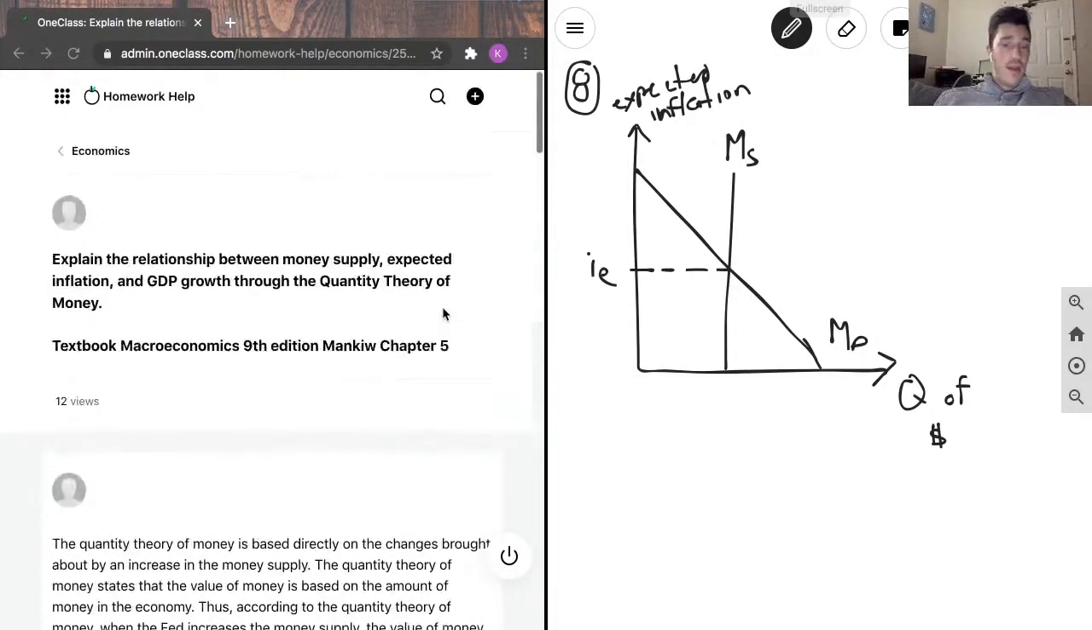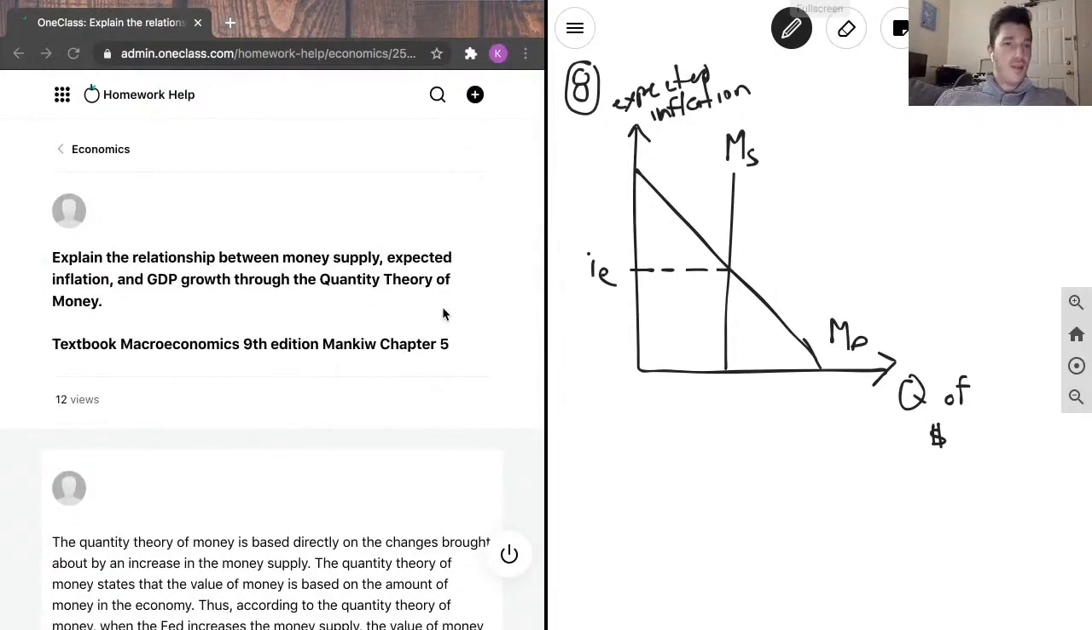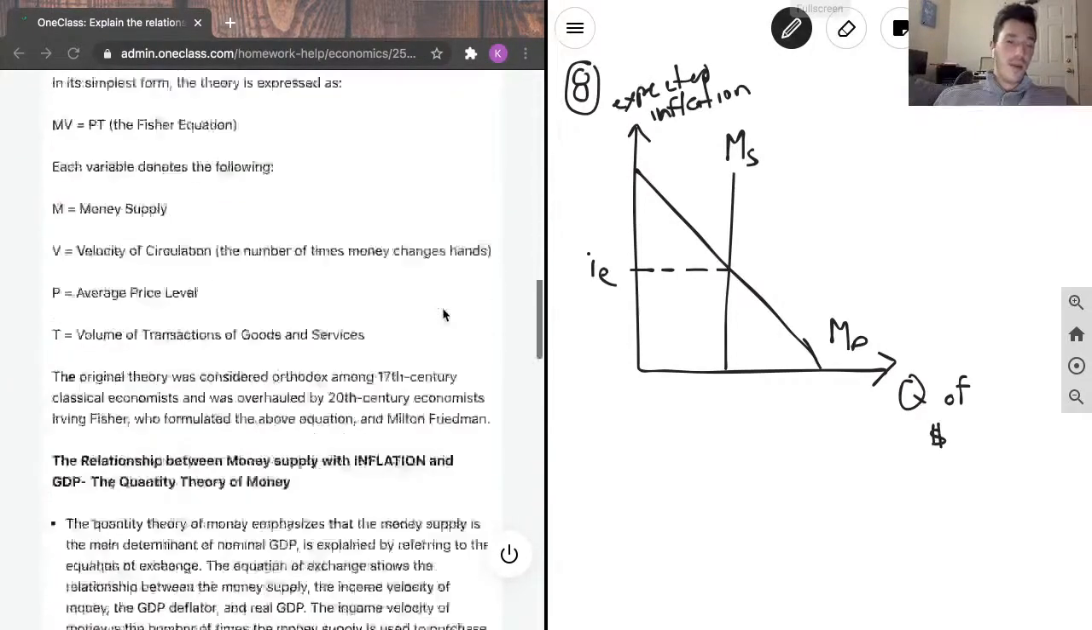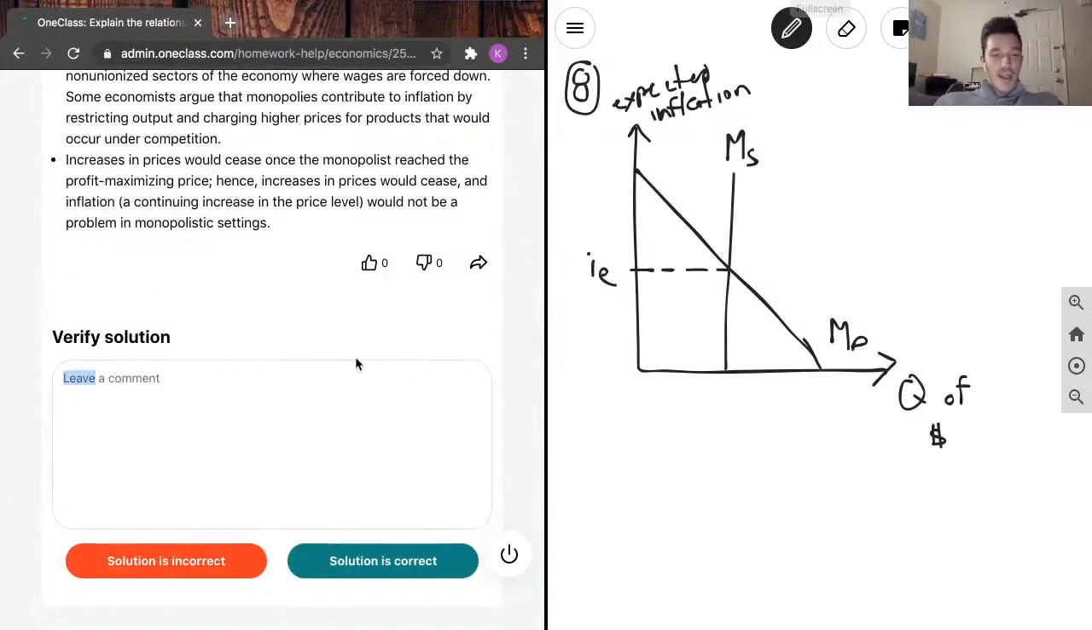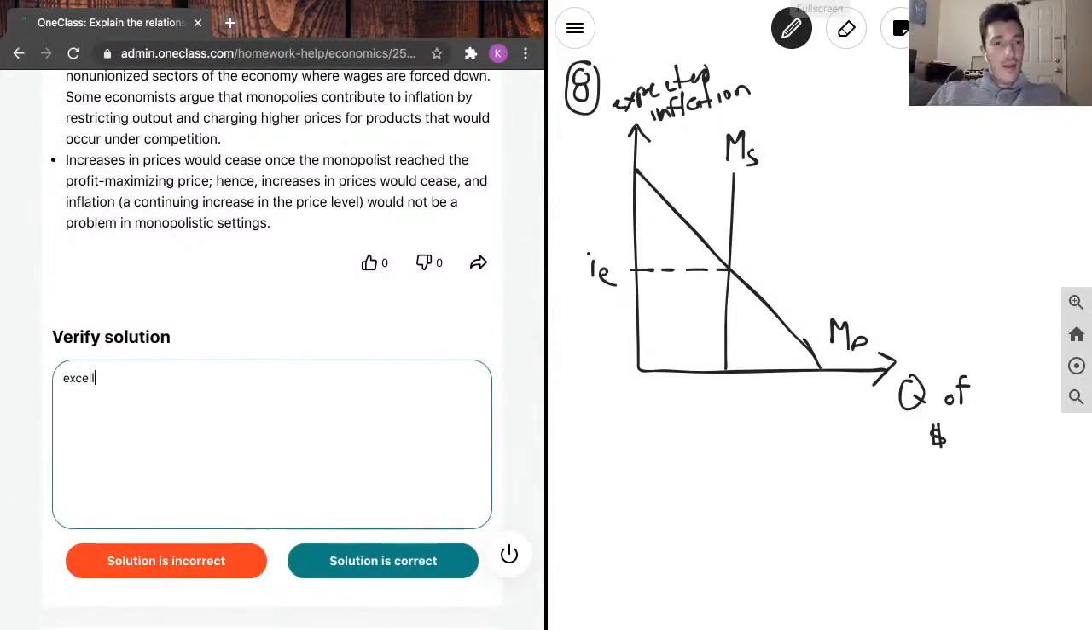And our junior tutor most certainly explained the relationship between money supply, expected inflation, and GDP growth here. So I'm going to say, excellent answer. That's correct. That was my last question.